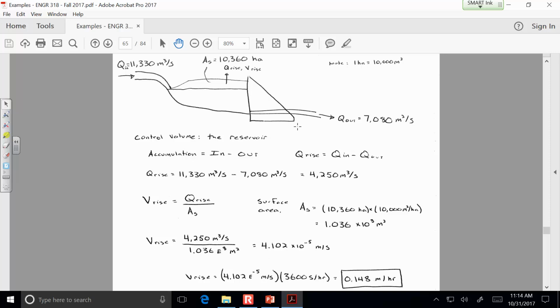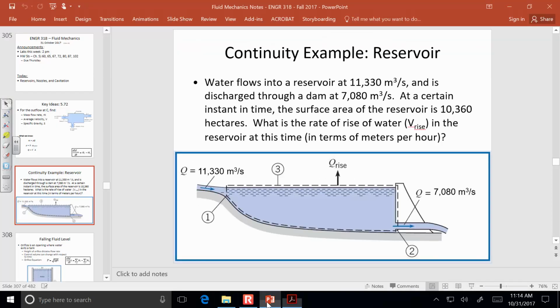You can solve it on a mass basis, of course, but in this particular case, since there's no mixing, you can do it on a volumetric basis, maybe even a little bit easier. 0.148 meters per hour. Okay.